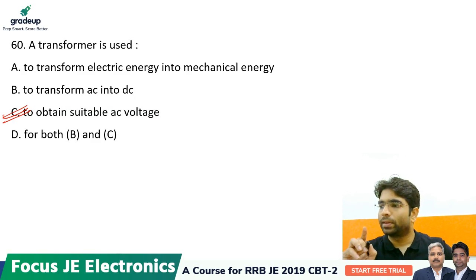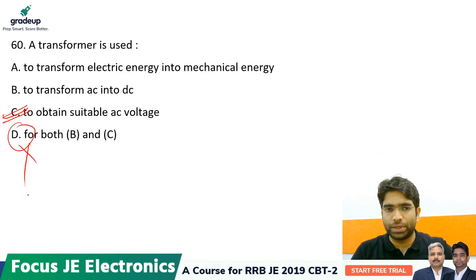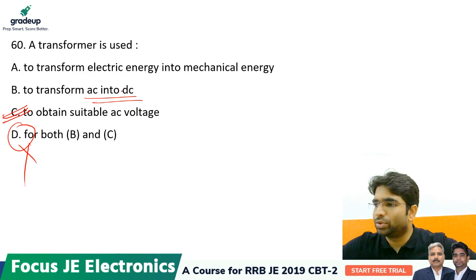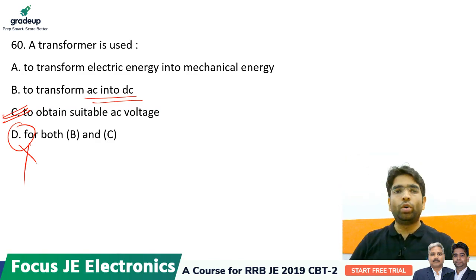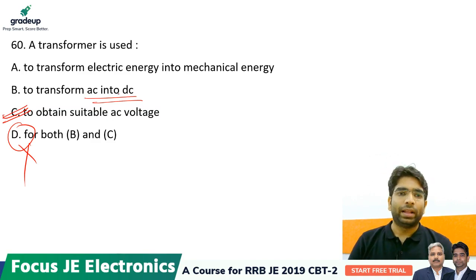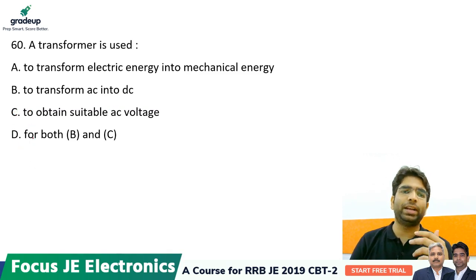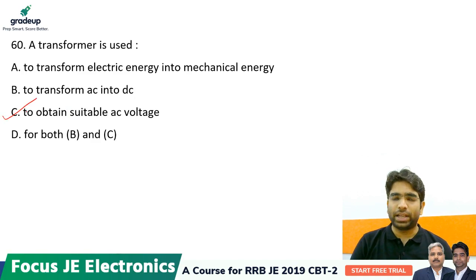In the test it is given as D, but it is not the correct option, because AC to DC conversion can be done without a transformer also. There is no need to go for transformers. Such close answers won't be there in your examination, but the priority will be option C.